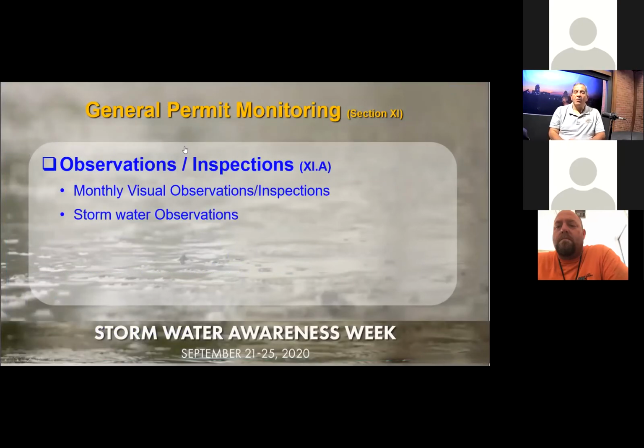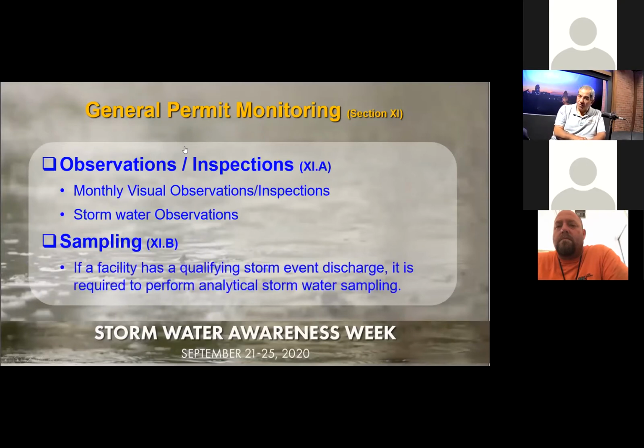So one of the things the permit requires you to do is first you have to do observations and inspections, and then you have to do sampling. Okay. So what observations do you have to do? Well, there's two types of observations in this permit. You have to do monthly visual observations, which we refer to as dry weather inspections, and you have to do stormwater observations. And the good thing about the stormwater observations is you only do them when you're grabbing samples. So if you don't grab a sample, there's no observations to perform because it's not a qualifying storm, and we'll talk about a qualifying storm.